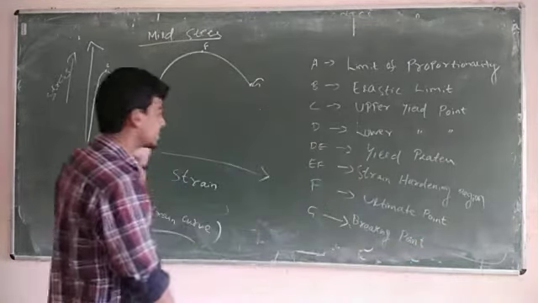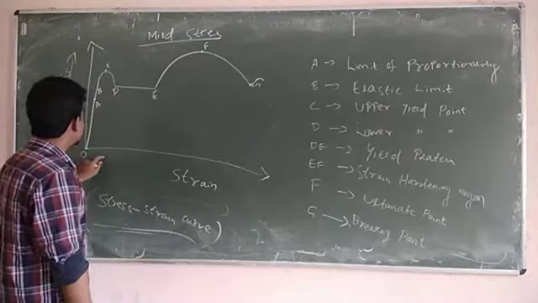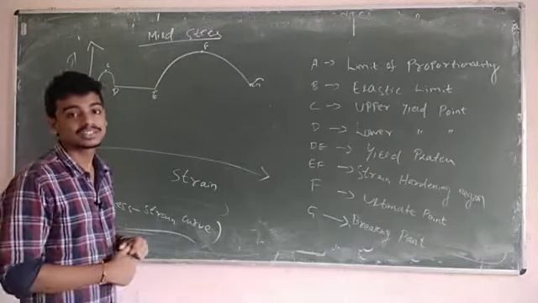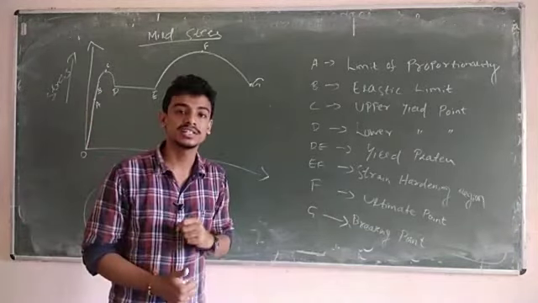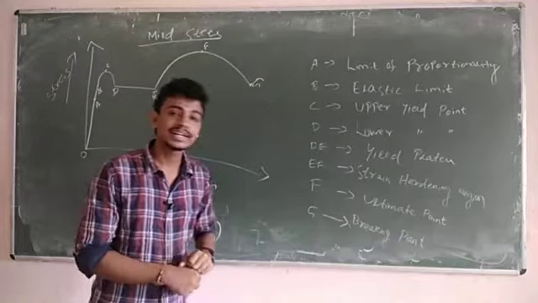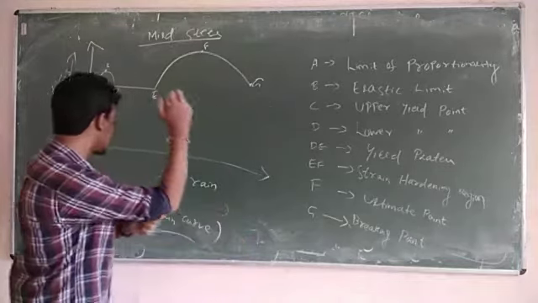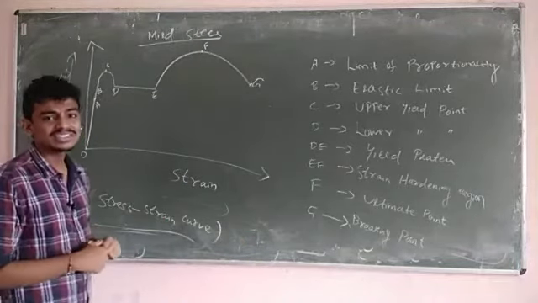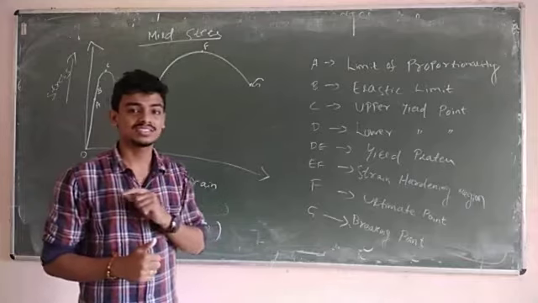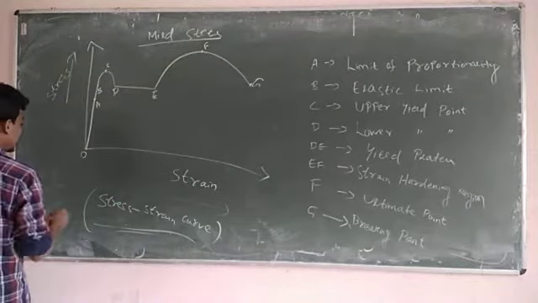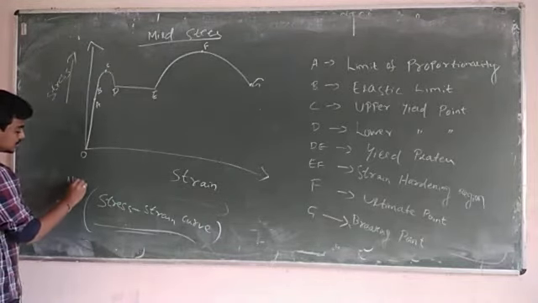Okay, so again I am explaining, this curve is called the stress strain curve for mild steel. This curve we are getting by the tensile test of steel. So this curve is generally called the nominal stress strain curve. Why do I use the term nominal?